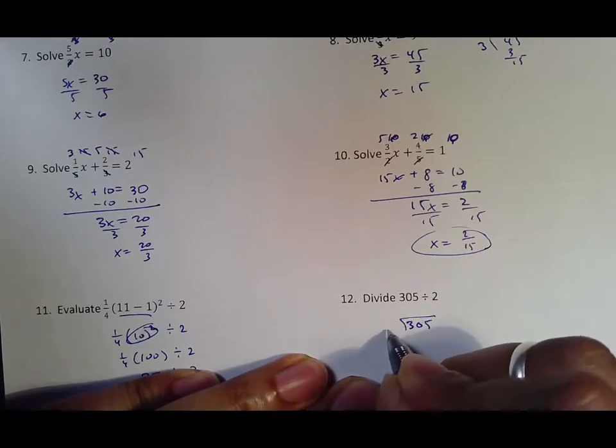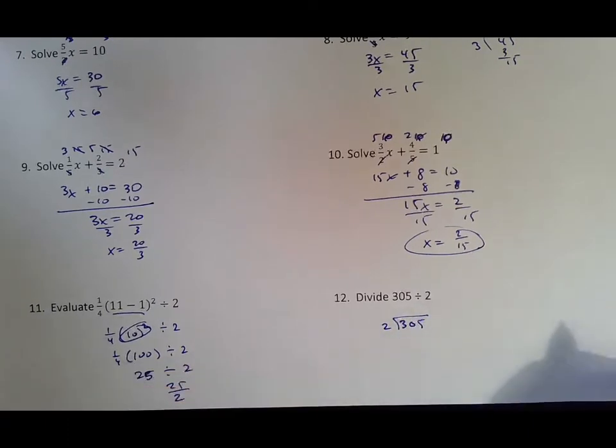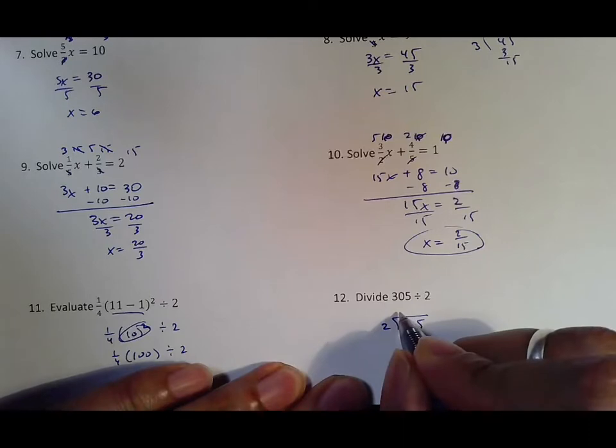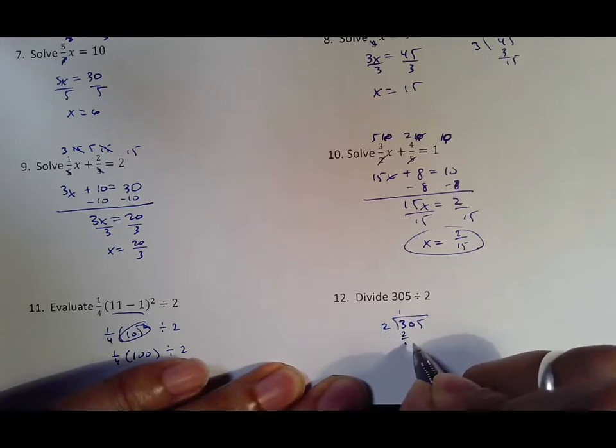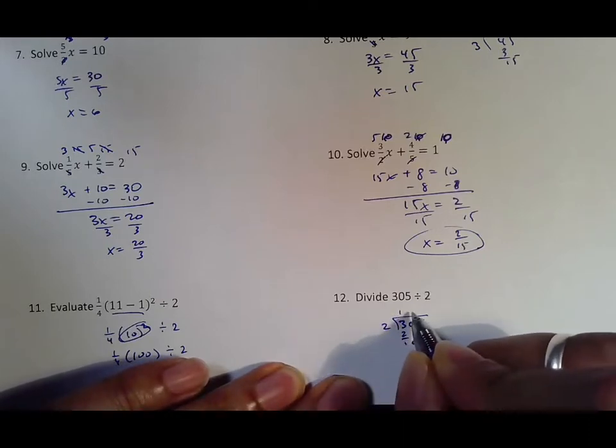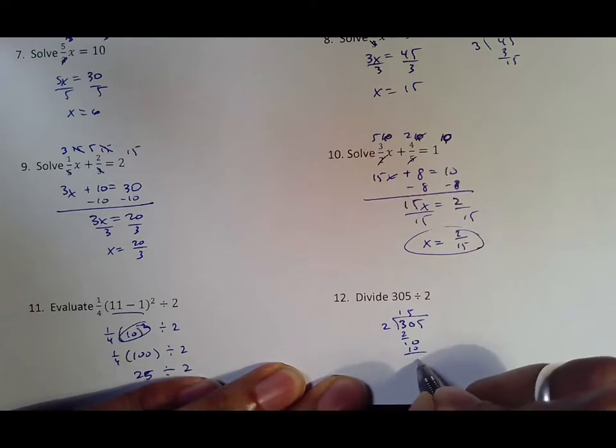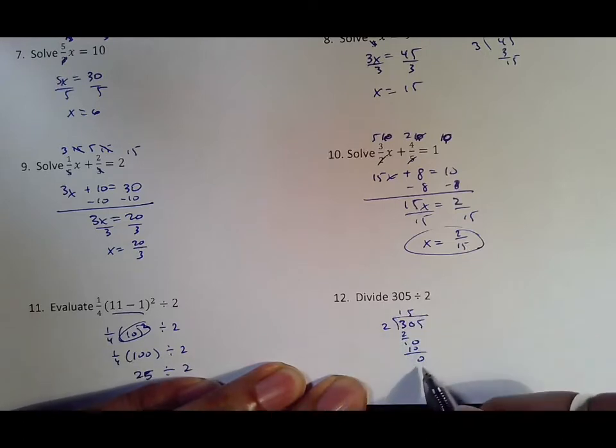Either way, 305 divided by 2. This one's important, especially on the long division part, for those of you who do the long division, because 2 goes into 3 once with 1 left over. The thing is, 2 goes into 10 5 times, which leaves 0. And so that usually throws people off, but you still have a number to bring down.